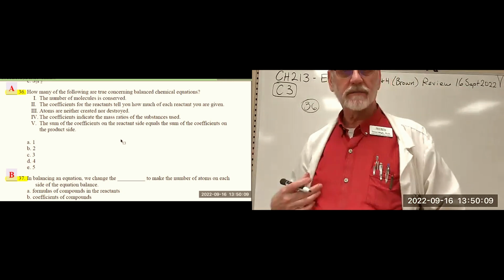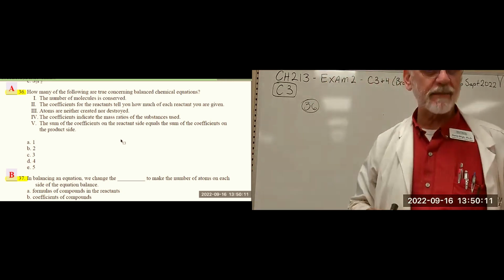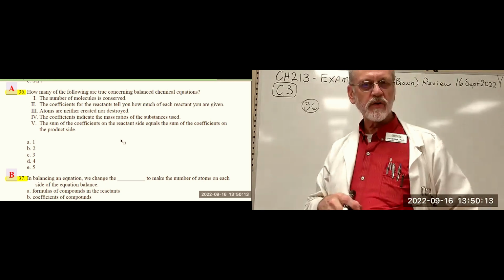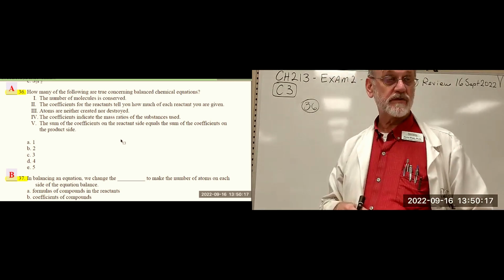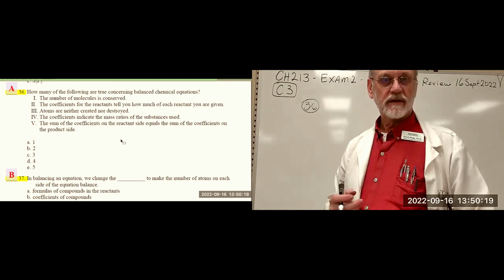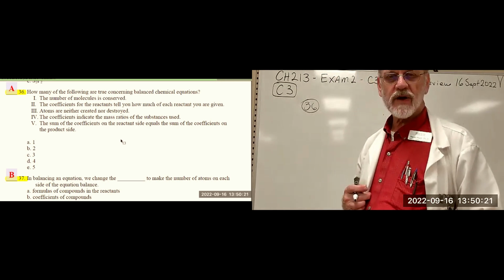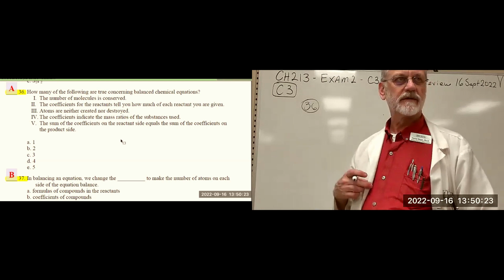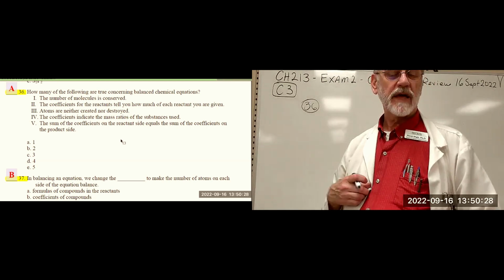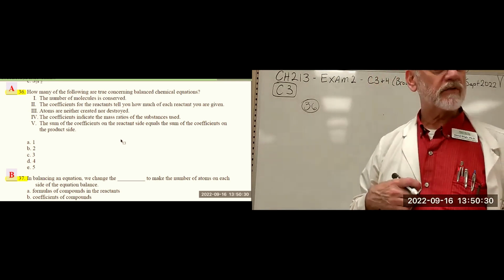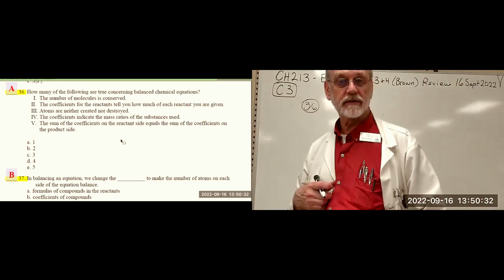With what we know now about balancing chemical equations, the number of molecules is conserved. Oh, the number of atoms is conserved for each element. The coefficients for the reactants tell you how much of each reactant you're given. No, it tells you how many moles that you would have in a stoichiometric mixture, but it doesn't tell you how much you're given.